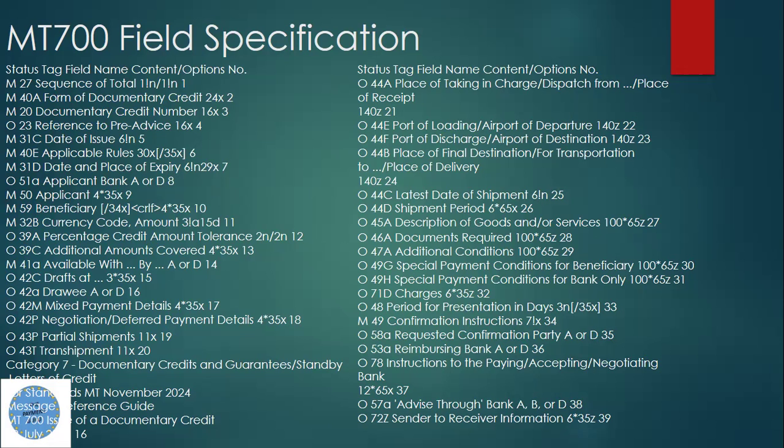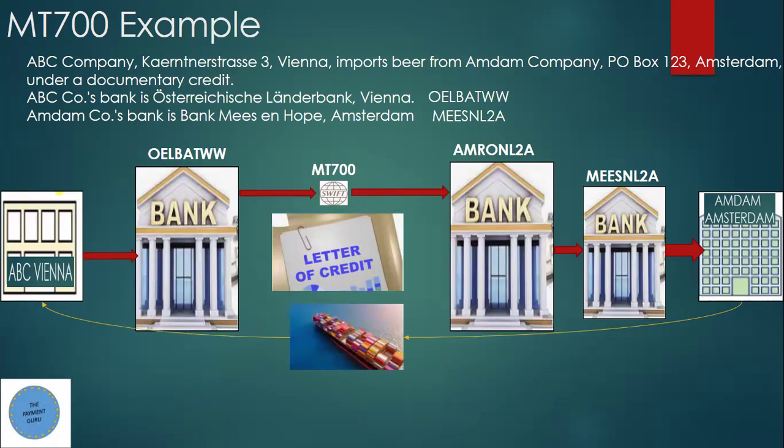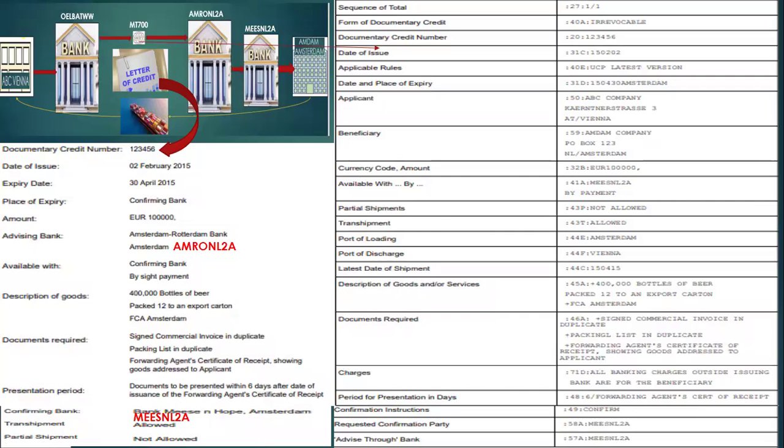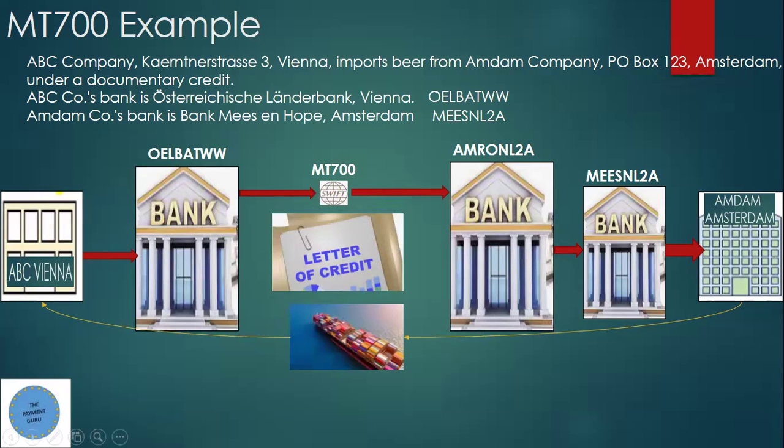So when they release this information, it will have such data, which will be directly mapped onto the message, and then it will be sent out to the importer or exporter respectively. So let's see an example which I have taken, where ABC company, in Vienna on the left-hand side, has imported, let's say, 400,000 bottles of beer from the company Amsterdam.